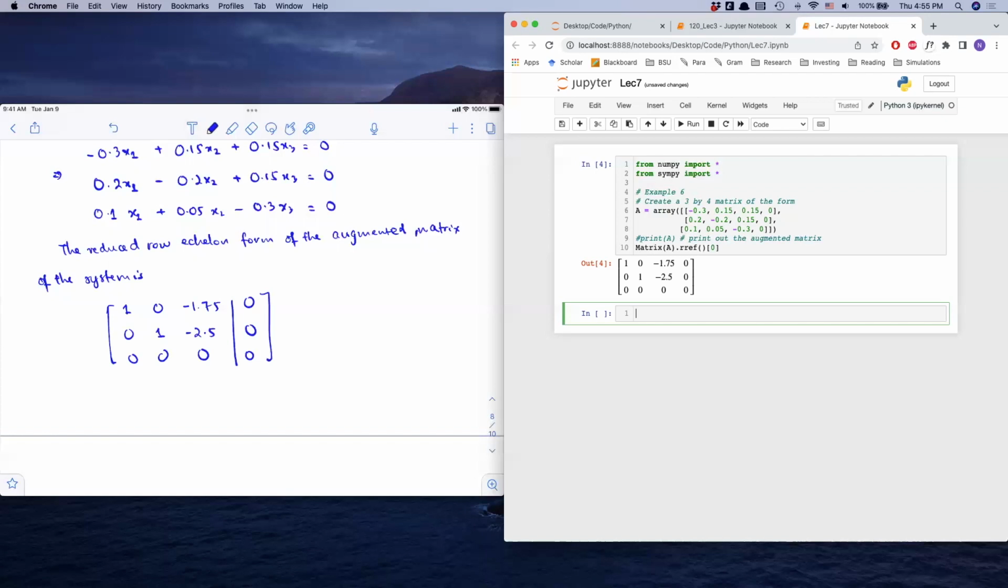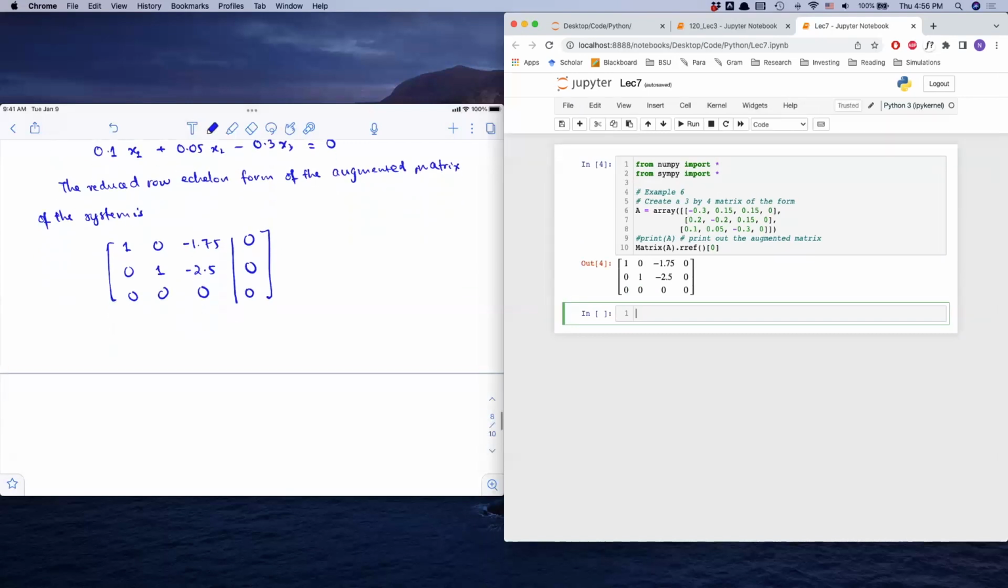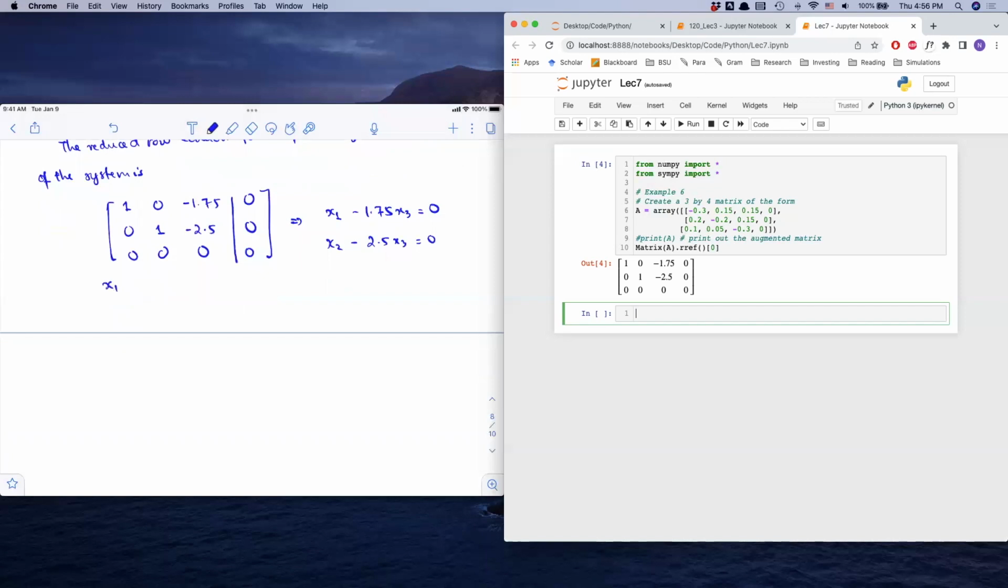This reduced row echelon form tells you that x1 minus 1.75 x3 is equal to 0, and x2 minus 2.5 x3 is equal to 0. So in this case, x3 becomes the free variable, but hold on to that. Let's solve for x1 and x2 in terms of x3. So x1 equals 1.75 x3, and x2 equals 2.5 x3.